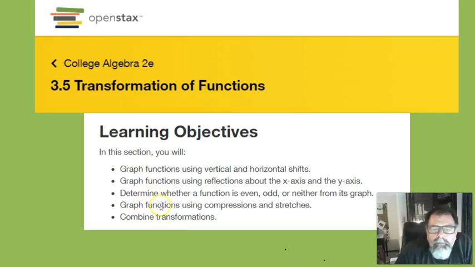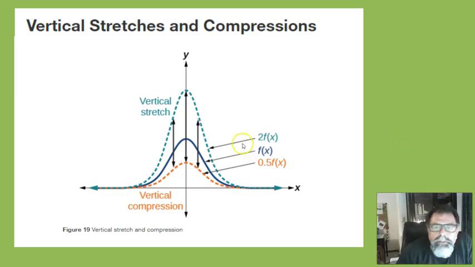Okay, next learning objective: graph functions using compressions and stretches. All right, vertical stretches and compressions. Again, the solid blue one is the original function. If we want to vertically stretch it by a factor of 2, basically you take every y coordinate. So let's say this was at 3. 3 times 2 would be 6, and it gets vertically stretched by a factor of 2. And this point is, let's say, at 2, and then 2 times 2 would be 4, right? And you would stretch it by a factor of 2.